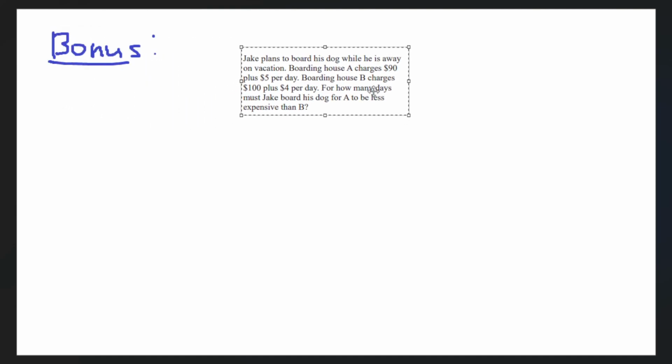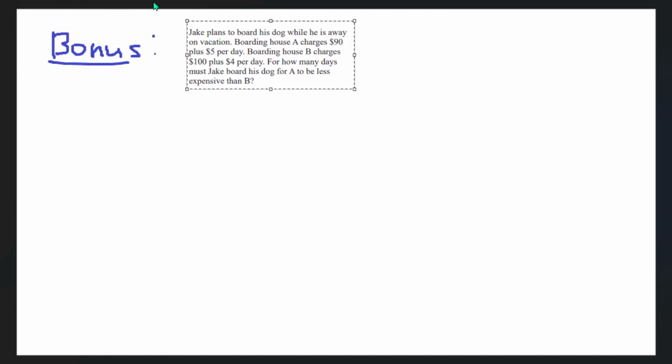Okay, so now the bonus question, which states that Jake plans to board his dog while he is away on vacation. Boarding house A charges $90 plus $5 per day. Boarding house B charges $100 plus $4 per day. For how many days must Jake board his dog for A to be less expensive than B?